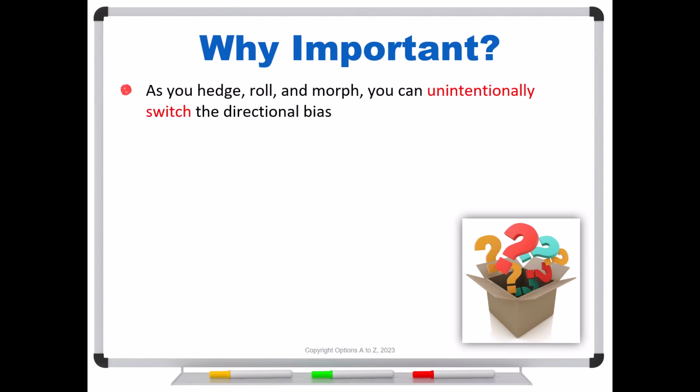Well, remember, as you hedge, roll, and morph, you can unintentionally switch the directional bias. So for instance, let's say that you buy the $100 call, but at a later time you sell the 95 call. For some reason you've decided to hedge, maybe implied volatility has spiked, and you want to sell the 95 call. In your mind, you're thinking, all right, it's the at-the-money call, the stock has fallen, let me sell the 95 call. So a lot of new traders will say, well, I've bought a call, I've sold one, it's a bullish position. Well, it used to be bullish, but it's no longer bullish.